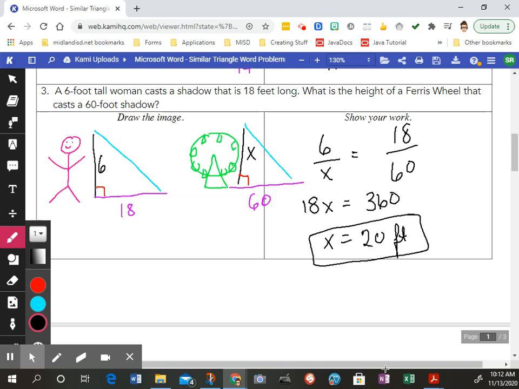Okay, I'm going to leave the rest of these for you to do on your own. It's on the worksheet on Canvas that you go to formative.